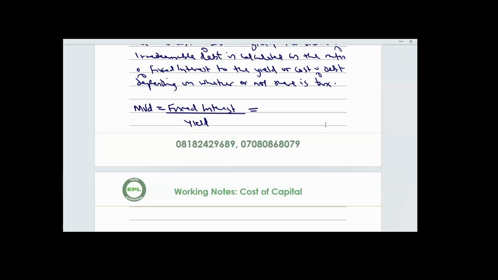So this is the formula for calculating the market value of the irredeemable debt or debenture, as the case may be. Now, from the formula, fixed interest divided by the yield, because in this question we are not given tax. Therefore, I will go to the question: what's the interest rate given to us? According to the question, the coupon rate is 11%. So you are given 11% coupon rate.